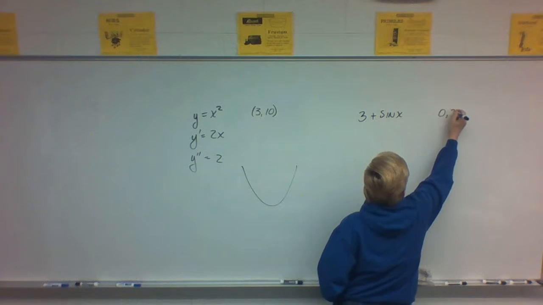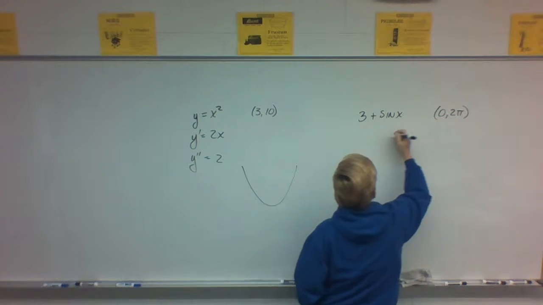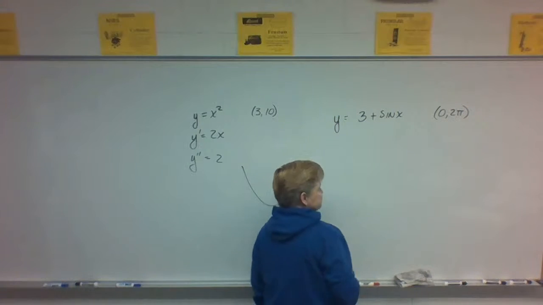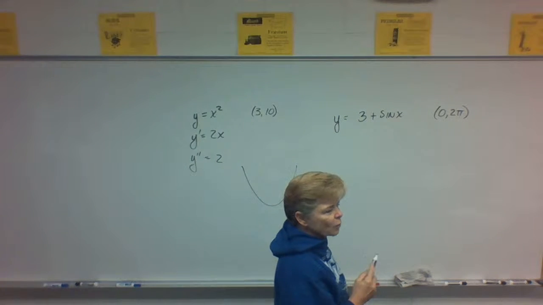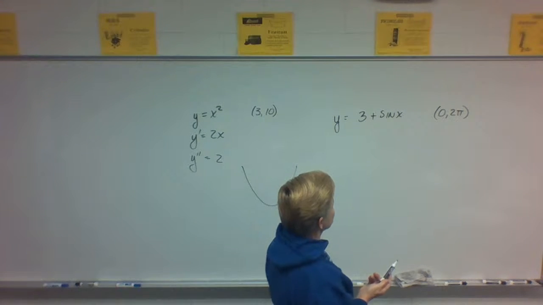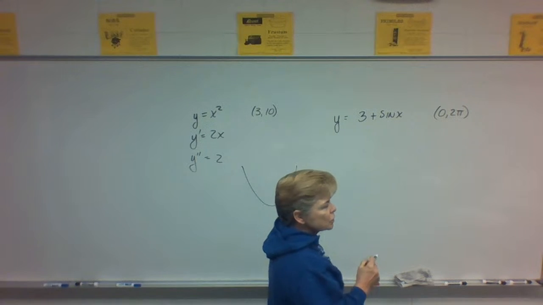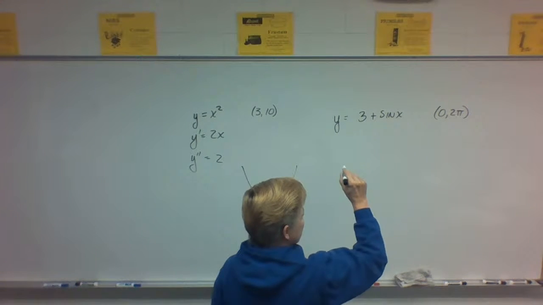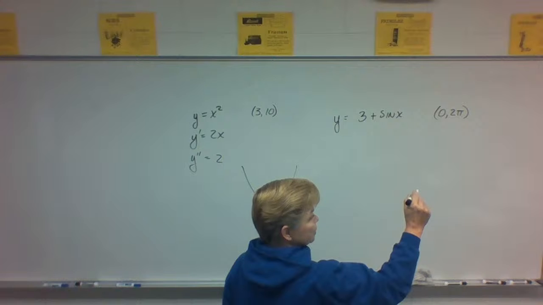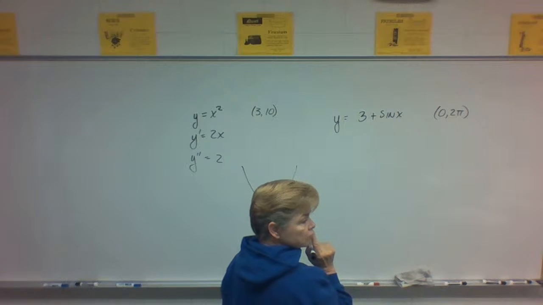On this interval from 0 to 2 pi. That's the only place we're looking. You probably have a pretty good idea of what this thing looks like too. It's just a sine curve that's been moved up 3. So it's going to start at 3 and go up to 4, down to 2, and back up to 3. Right? Yep.